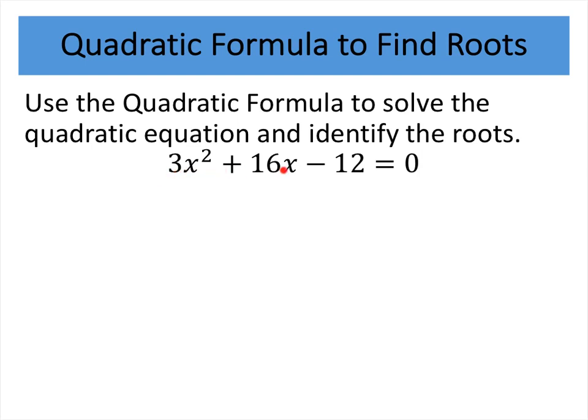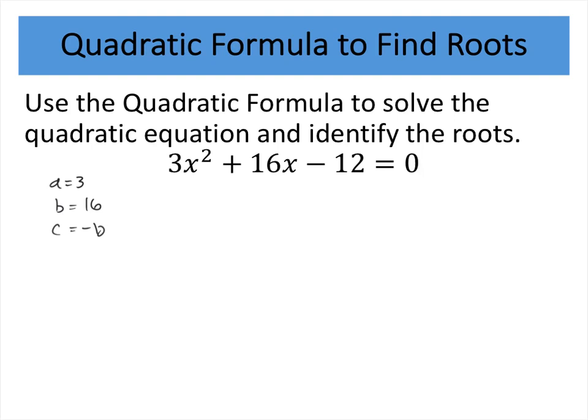It's really important that this is in standard form, because it's some number x squared plus some number x plus or minus some number. And I'm going to try and be really explicit about this: the value of A is 3, the value of B is 16, and the value of C is negative 12. And that's coming from the A, B, and C here in the equation.